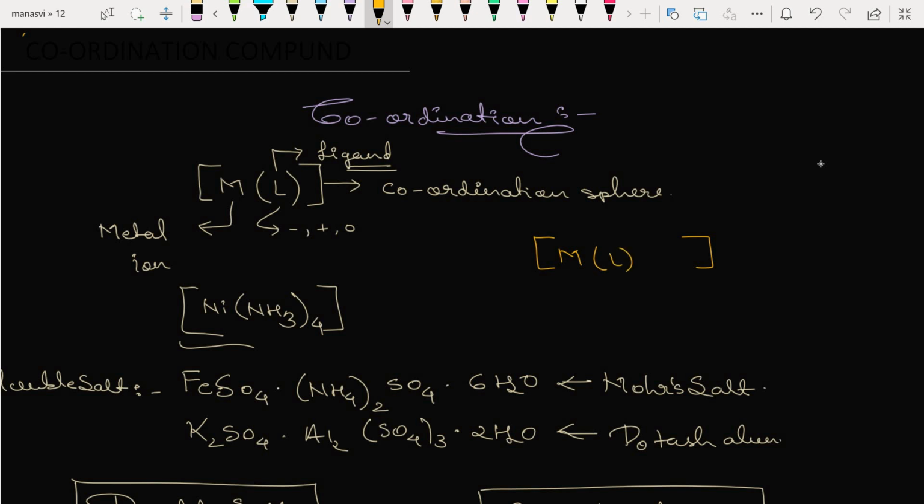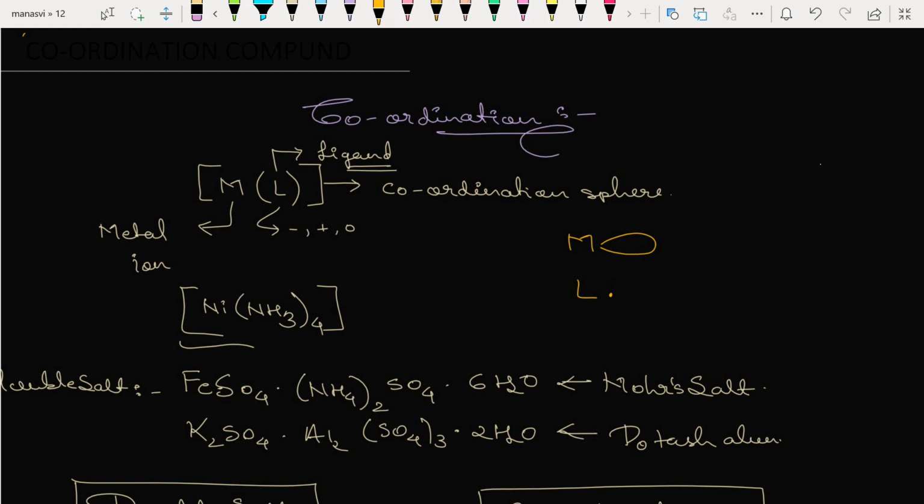Now, why are these bracket compounds called coordination compounds? We'll see a little bit about them. When we talk about the metal in a coordination compound, the metal should have an empty orbital, and the ligand should have a lone pair. These are the very necessary conditions to form a coordination compound and to form a coordinate bond.